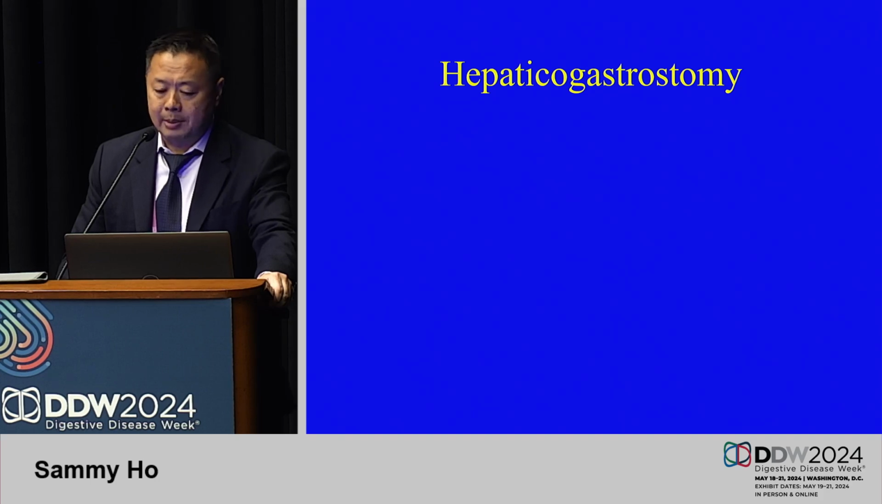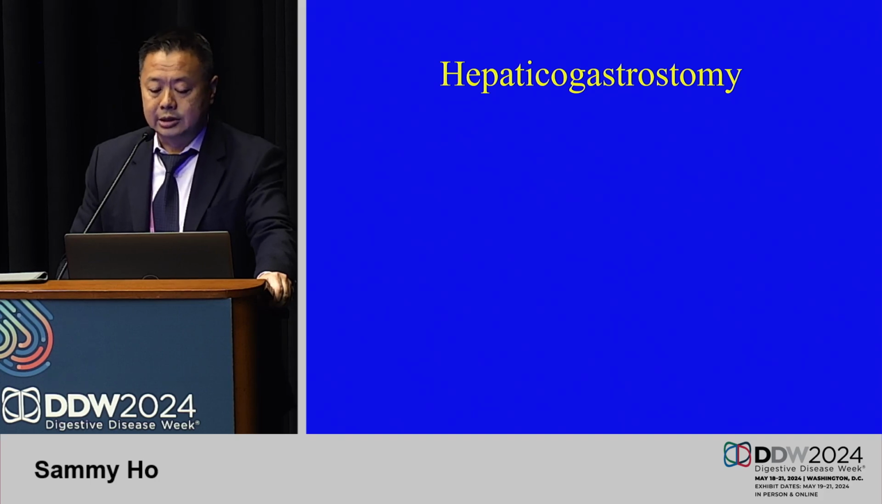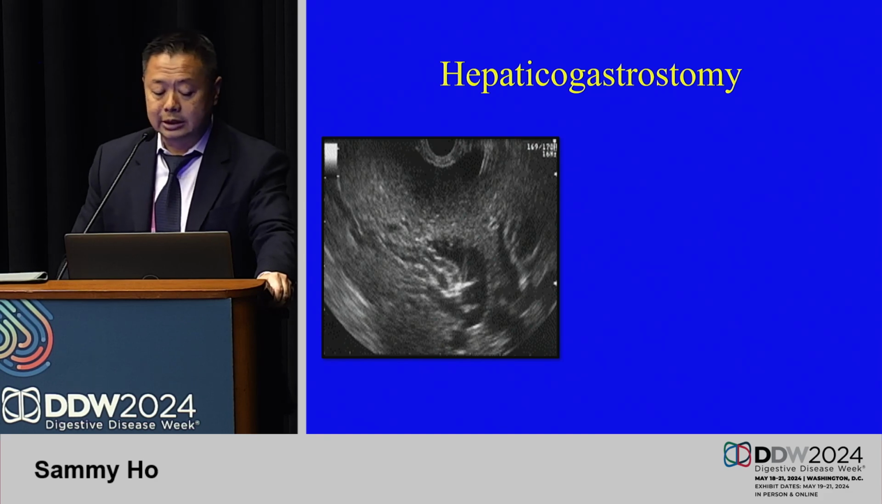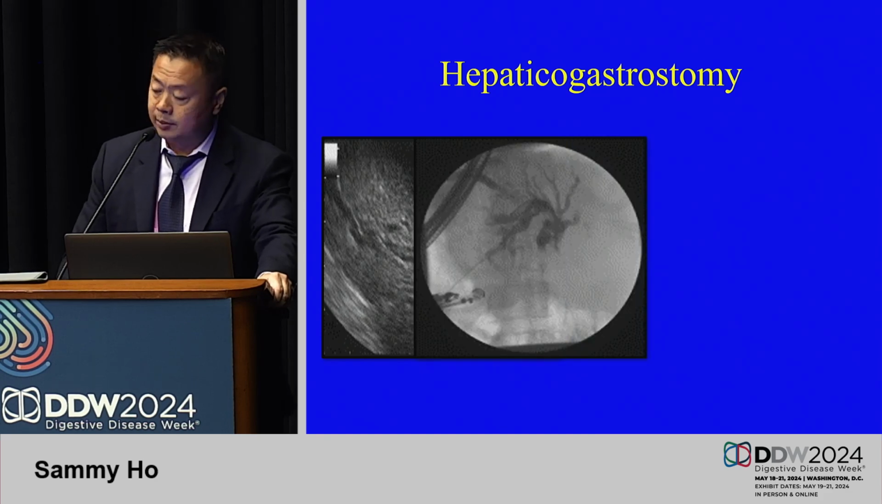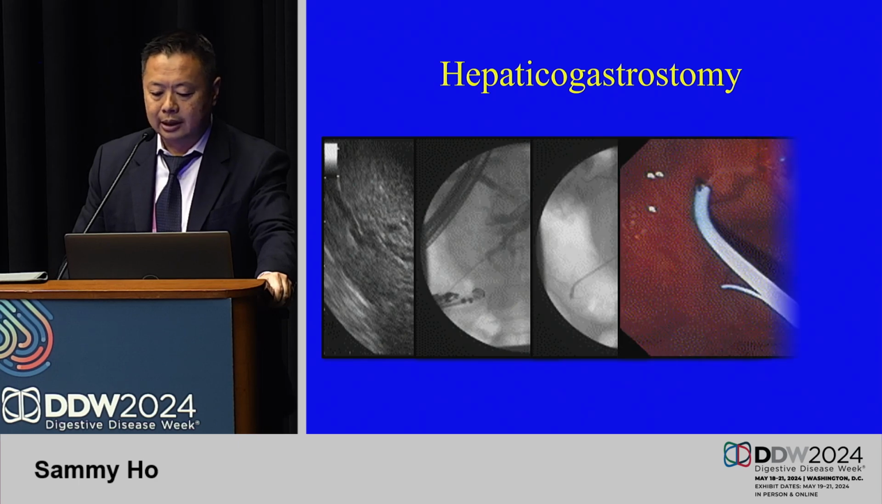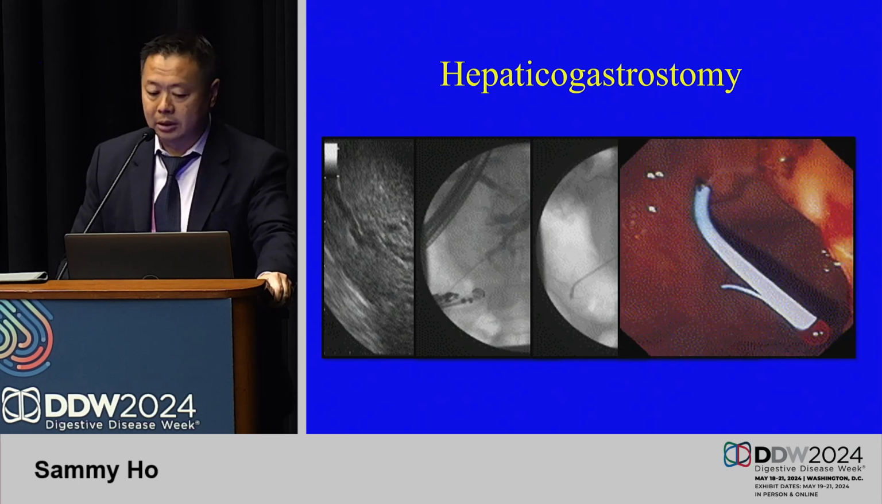So hepatogastrostomy is a way for you to drain the biliary tree via the stomach. Here, for this one, the scope is in the duodenum, and we're able to access the right lobe of the liver. You inject contrast, dilate the tract, and then place a stent. Now the biliary tree is drained not via the ampulla like we used to via ERCP, but through the stomach into the right lobe of the liver.